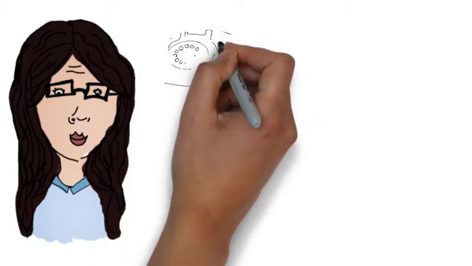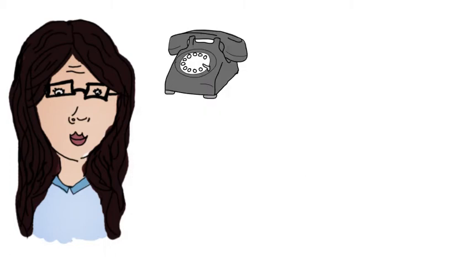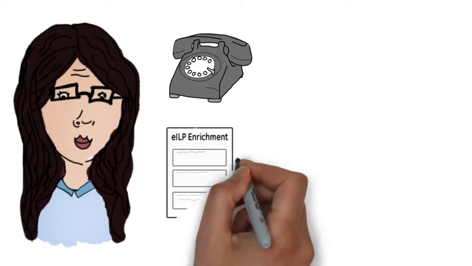This has its own section on the eILP and shows contact information, planned hours and attendance patterns. Karen can check this and encourage her students to write about their work experience on their enrichment page.